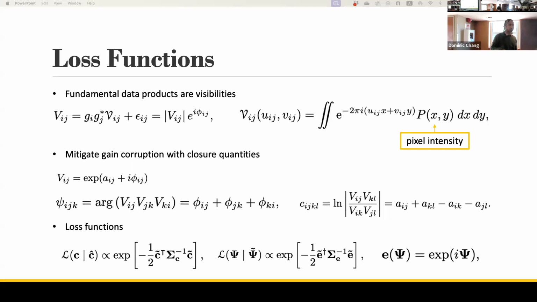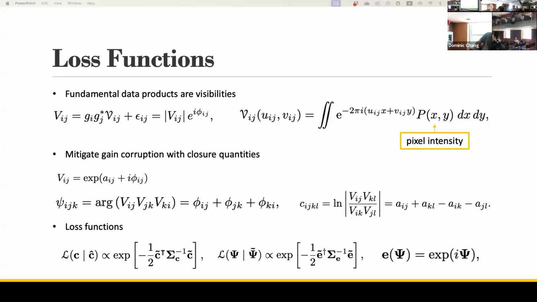I see. Okay, so these quantities, these loss functions, are invariant under the introduction of these gain quantities. Yeah, if you just plug the values into them, you'll see that they cancel. Okay, thanks. So if everything were perfect, psi of jk is always 0, and so you have a loss function that penalizes you if psi of jk is not 0.